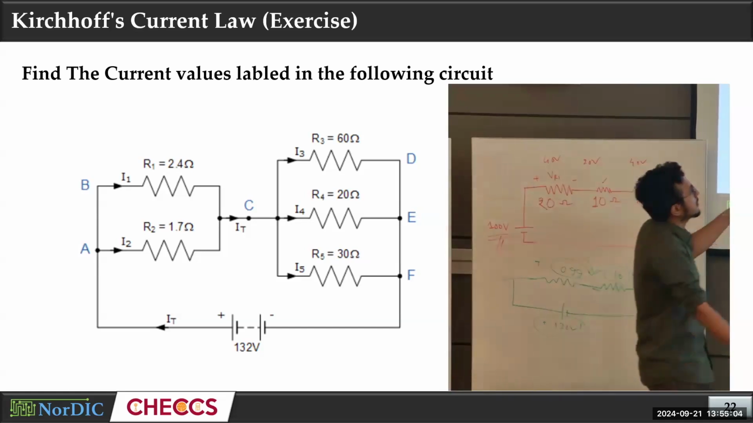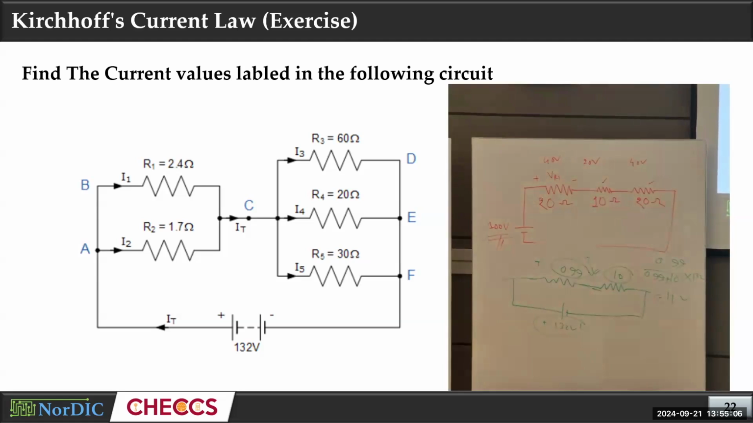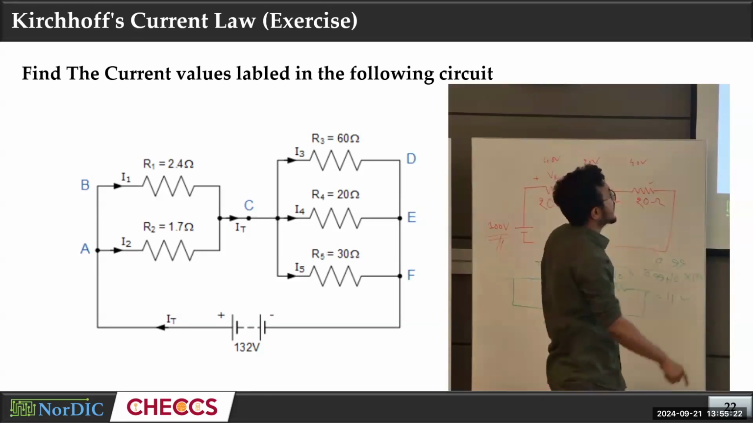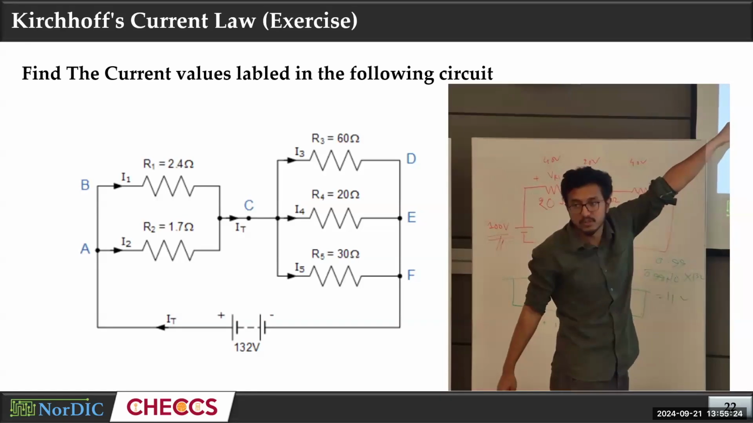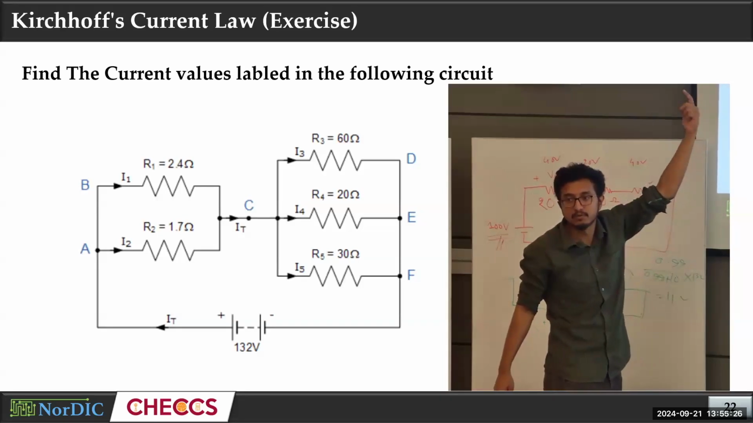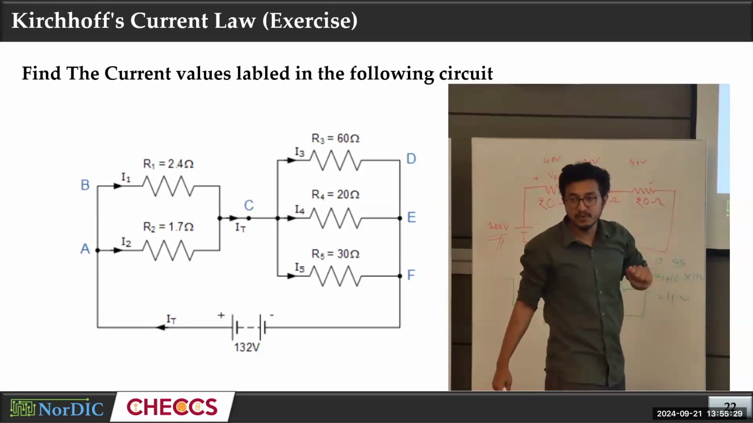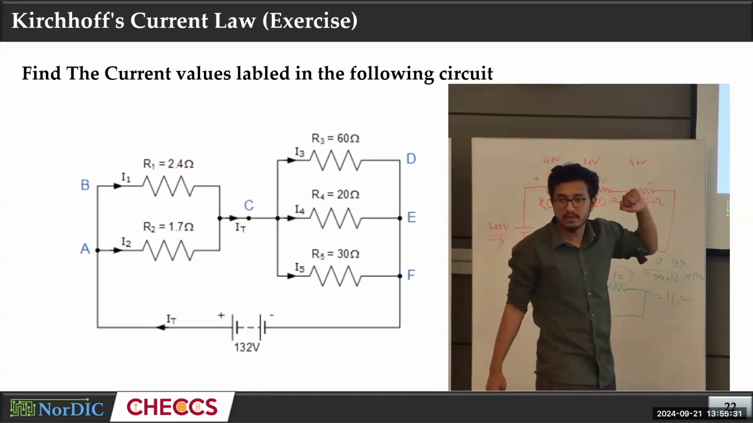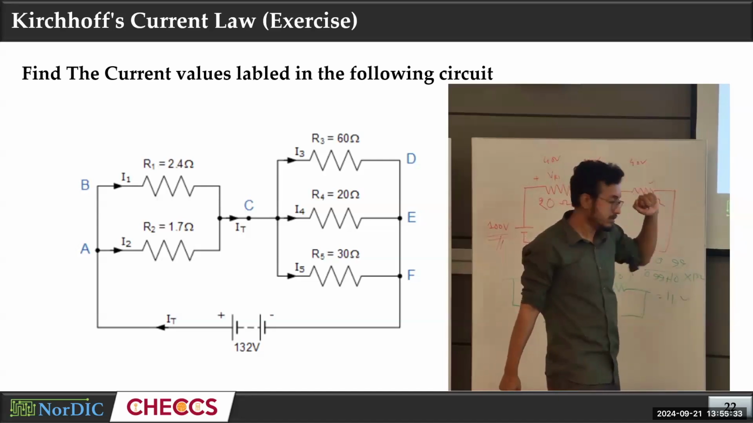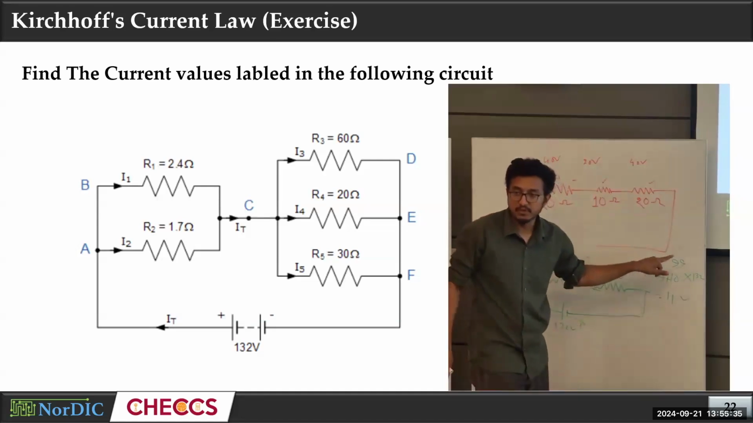Now, the voltage across these two is 11 volt. You know the resistance, so now you can calculate the current. The voltage across them is the same because they are parallel, so the voltage difference is the same, 11 volt. So the current across the 2.4 ohms is 11 divided by 2.4, and across the 1.7 ohms is 11 divided by 1.7. How did you find the 11? That's the voltage division rule.